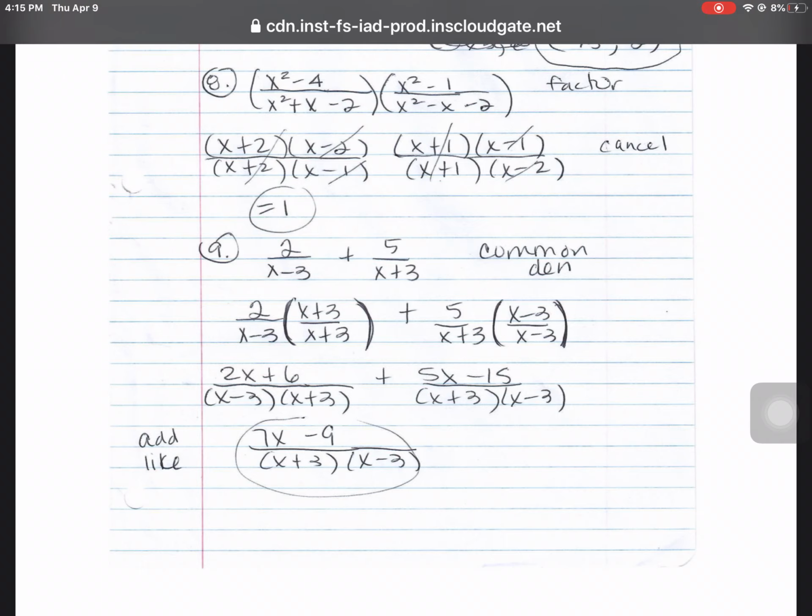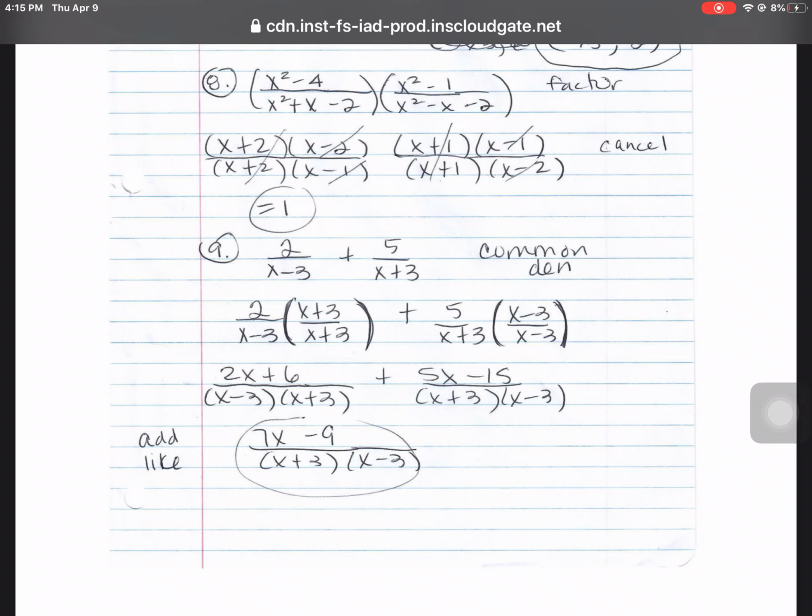Number 8, factor. The top left is a difference of squares. +2 minus 2. The bottom left is a trinomial with a 1. So you want two things to multiply to -2 and add to 1. The top right is a binomial difference of squares. So it's +1 minus 1.